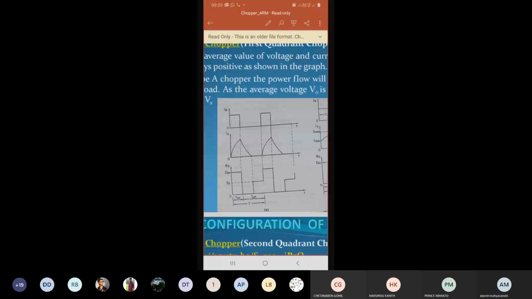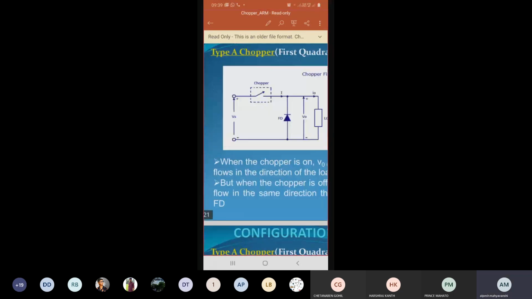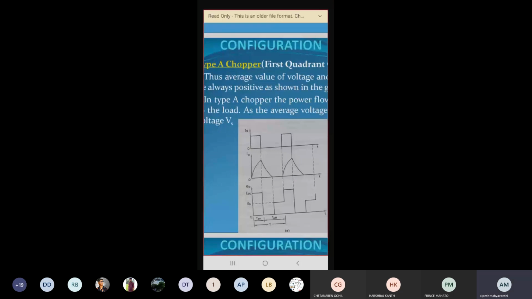So as the source is connected here, as the current rises, it increases not rapidly, but it increases exponentially because of the inductance of the load. Okay, and at one point it becomes maximum. Now at this point we are making the SCR or the chopper off.